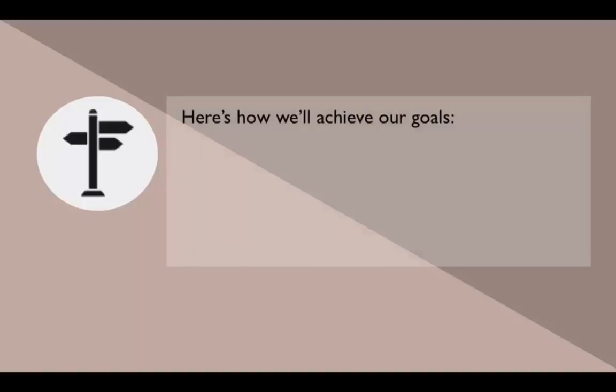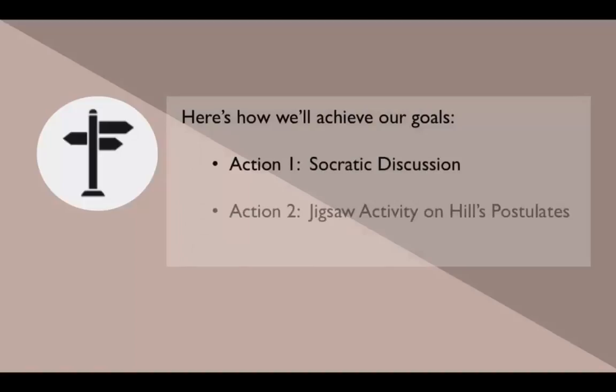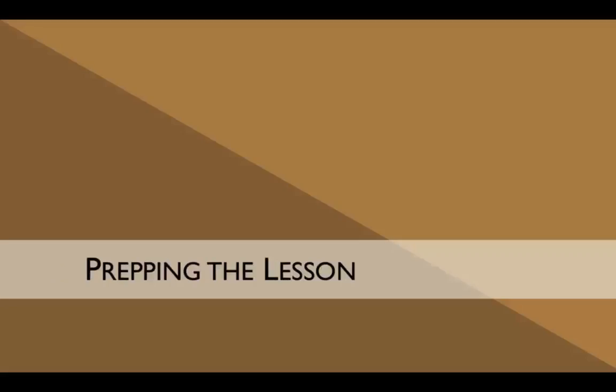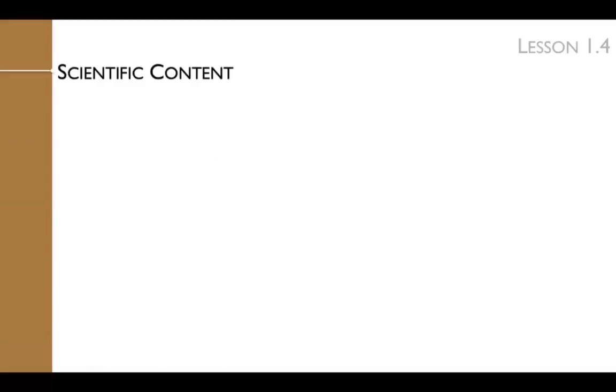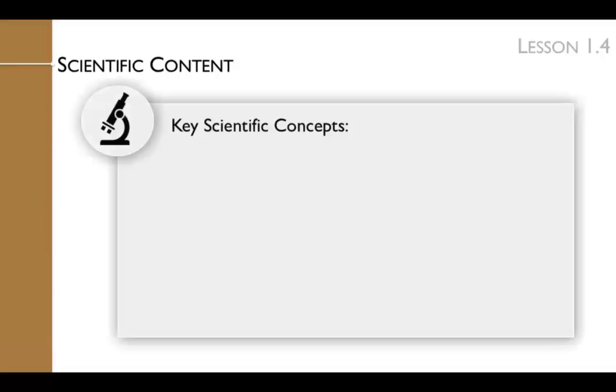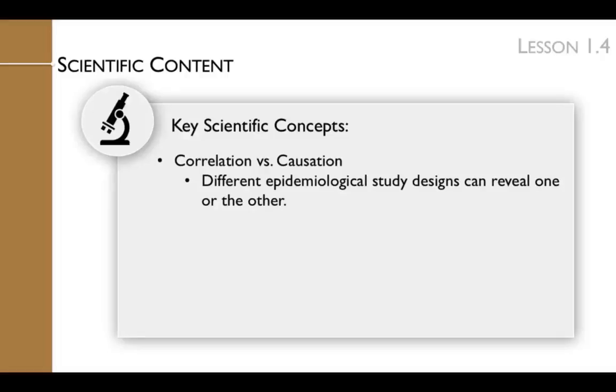We will achieve these goals by engaging in a Socratic discussion and a jigsaw activity on Hill's postulates. To prepare for this lesson, you'll need to review the following key scientific concepts that will be presented throughout the lesson: the difference between correlation and causation, and what kind of study designs reveal one or the other.